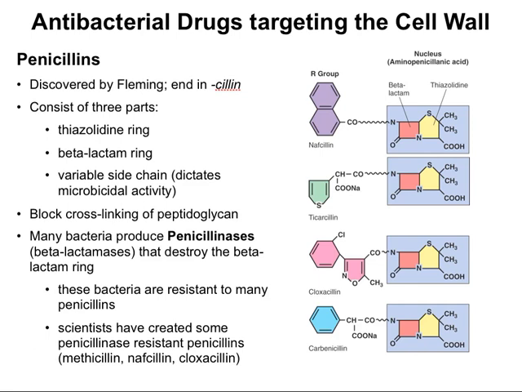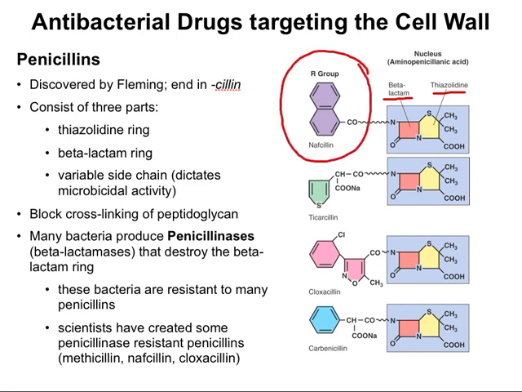Penicillins are the primary group here. Penicillin was discovered by Alexander Fleming in the 30s, and since then we've had many more derivatives of the penicillins, all of which end in -cillin. Now penicillins consist of 3 different parts. A thiazolidine ring, which is this yellow ring here, a beta-lactam ring, the red ring, and then a side chain of some sort, which we call an R group.